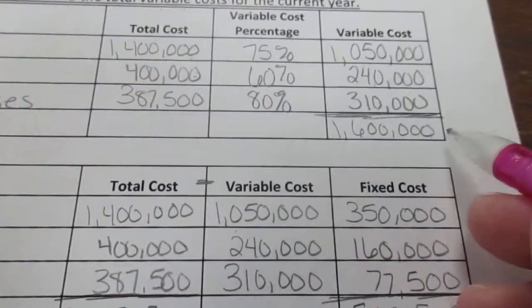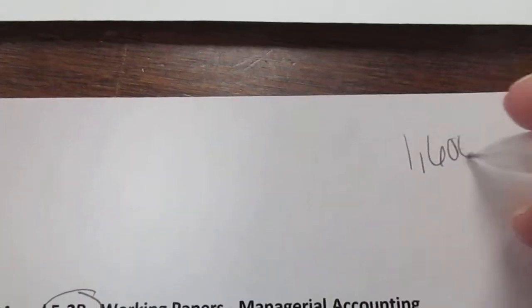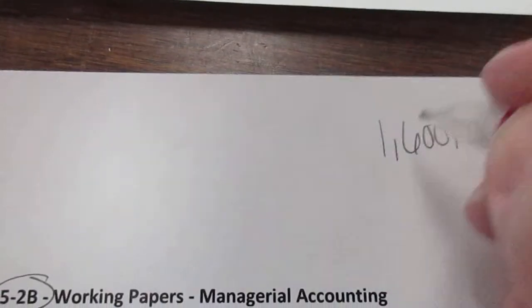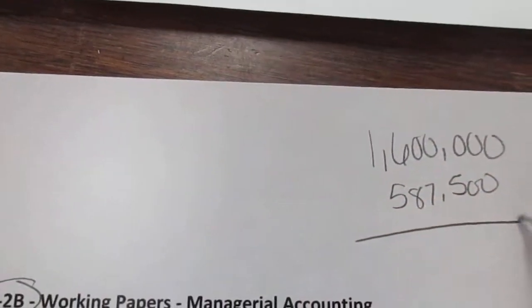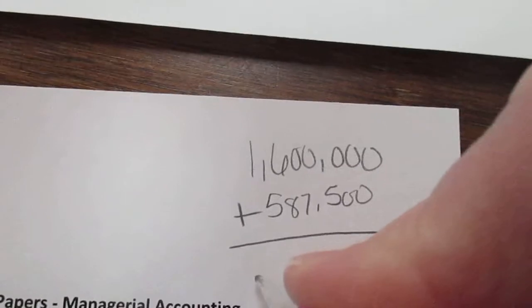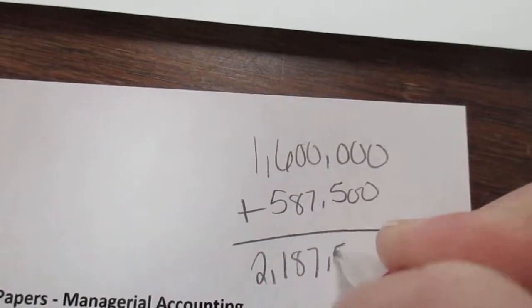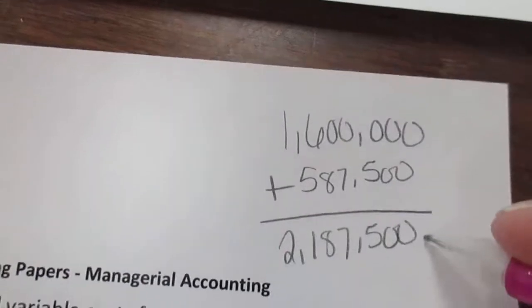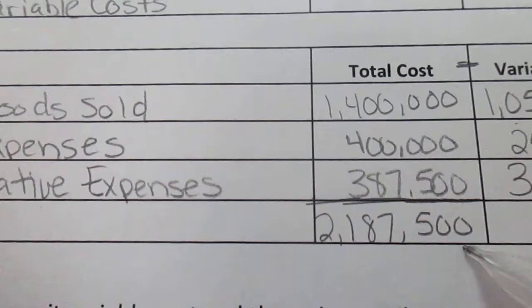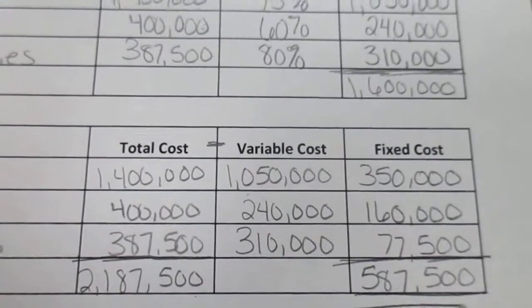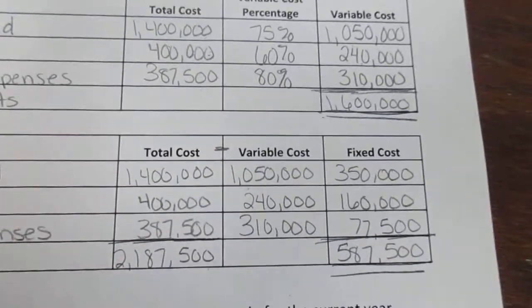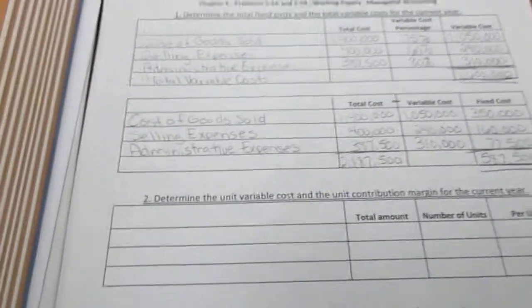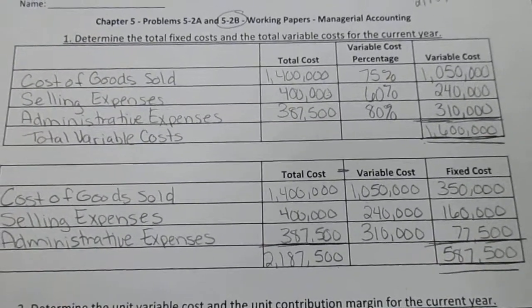If I take my variable expenses of $1,600,000, I'm going to put this one up here at the top, and my fixed expenses of $587,500, and add those together, I'm going to get $2,187,500. And these numbers are equal. So we know that we did this correctly. So we can go ahead and double underline this, because this one there was a way to check it.